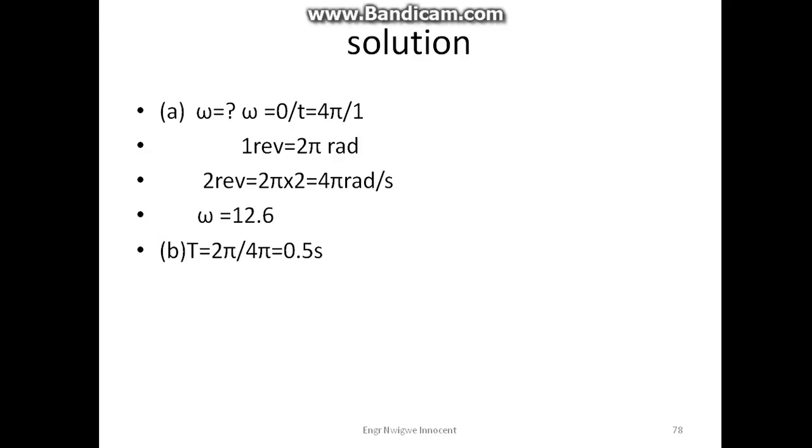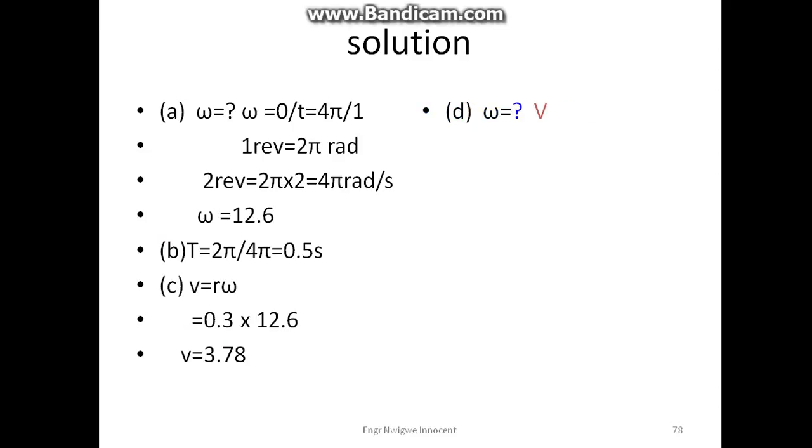B, we are looking for the period T, which is equal to 2 pi over 4 pi, which gives us 0.5 seconds, because period is equal to 2 pi over omega. Then, if we are looking for the velocity, and we substitute the figures into the unknown values, we have that v is equal to radius times omega, which is 0.3 times 12.6. V is equal to 3.78.